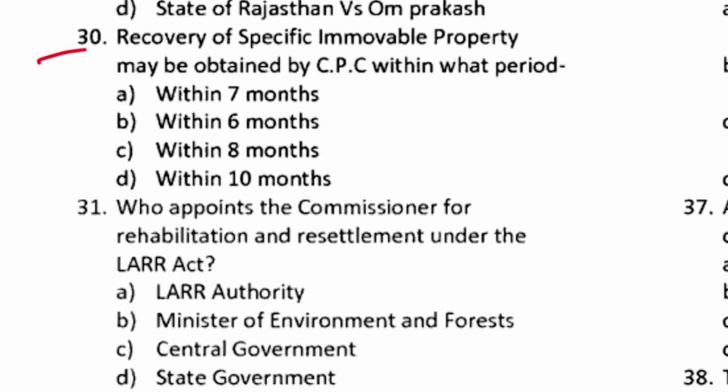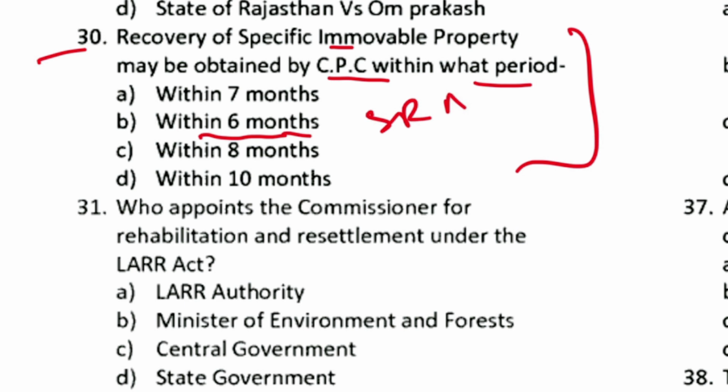Next 30. Recovery of specific immovable property may be obtained by CPC within what period? I would say this question is also wrongly framed. How? Now the options are as per the SRA. However, possession can also be obtained in 12 years and also in 6 months. It is for dispossession, but it is not mentioned here. So I would say the question is wrong.